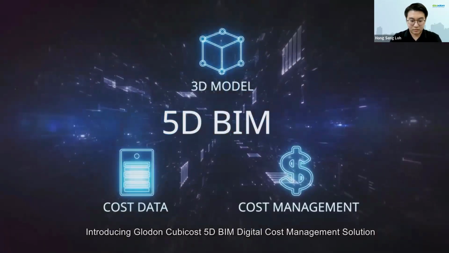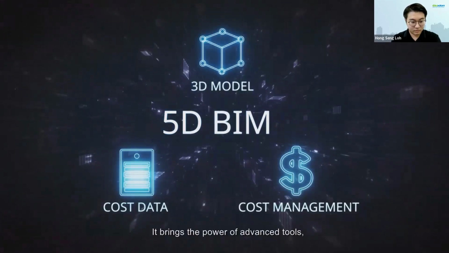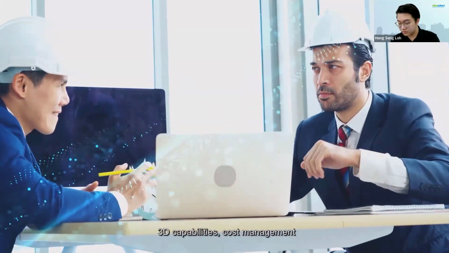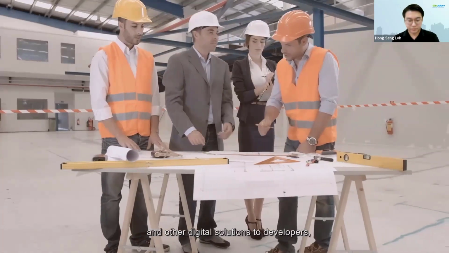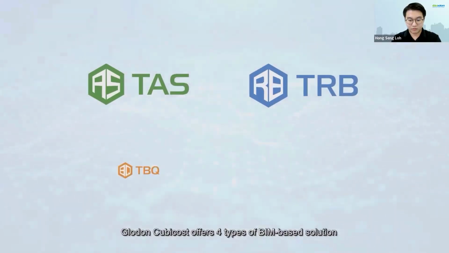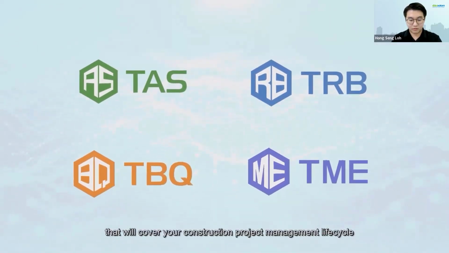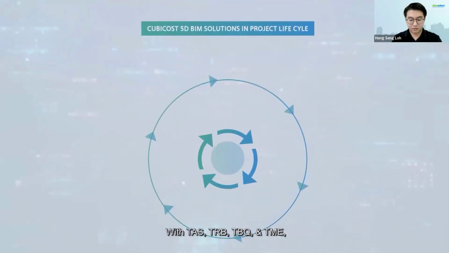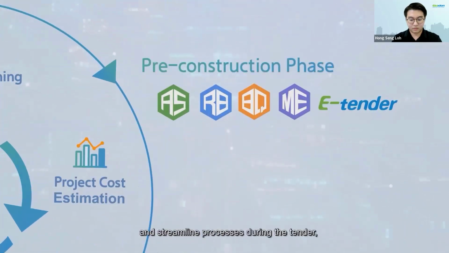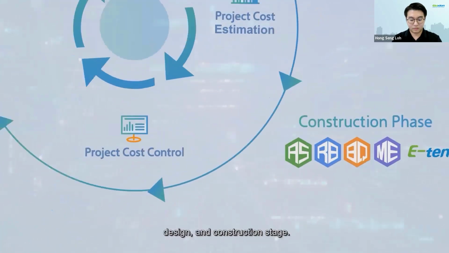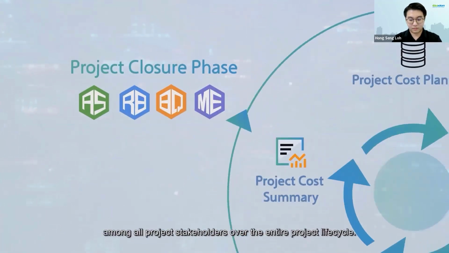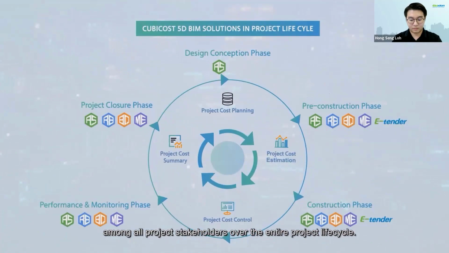Introducing Glodon Cubicos 5D BIM Digital Cost Management Solution. It brings the power of advanced tools, 3D capabilities, cost management, and other digital solutions to developers, contractors, subcontractors, and consultants. Glodon Cubicos offers four types of BIM-based solution that will cover your construction project management lifecycle with TAS, TRB, TBQ, and TME. You will be able to plan projects effortlessly and streamline processes during the tender, design, and construction stage. Experience smooth collaboration and work efficiency among all project stakeholders over the entire project lifecycle.